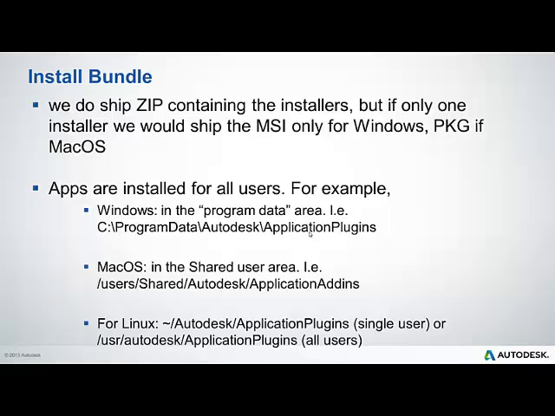If you are installing your plugin or app on Windows, by default it is stored in C: program data, Autodesk, application plugins, and it will be available for all users. In the case of Mac OS, it's going to be /user shared Autodesk application add-ins. For Linux, if you install for a single user, it will be in your home directory, Autodesk application plugins. If you are a super user, your apps will be available for all users, in /user Autodesk application plugins.